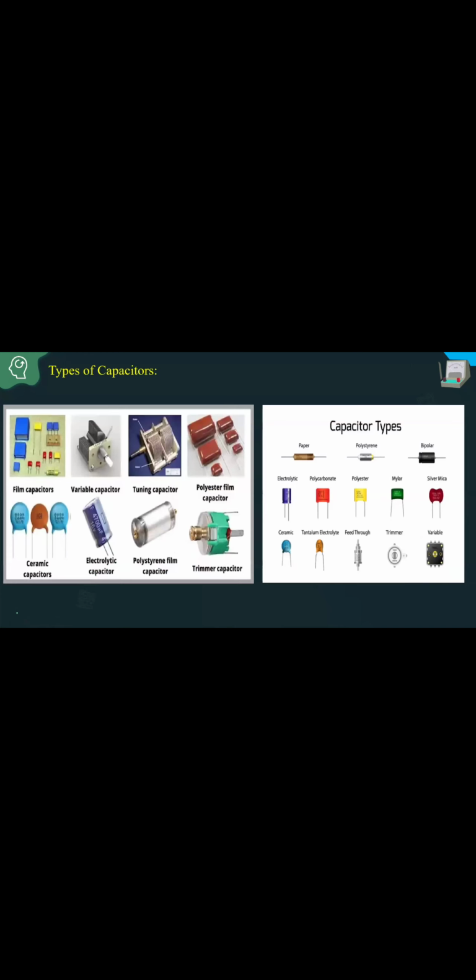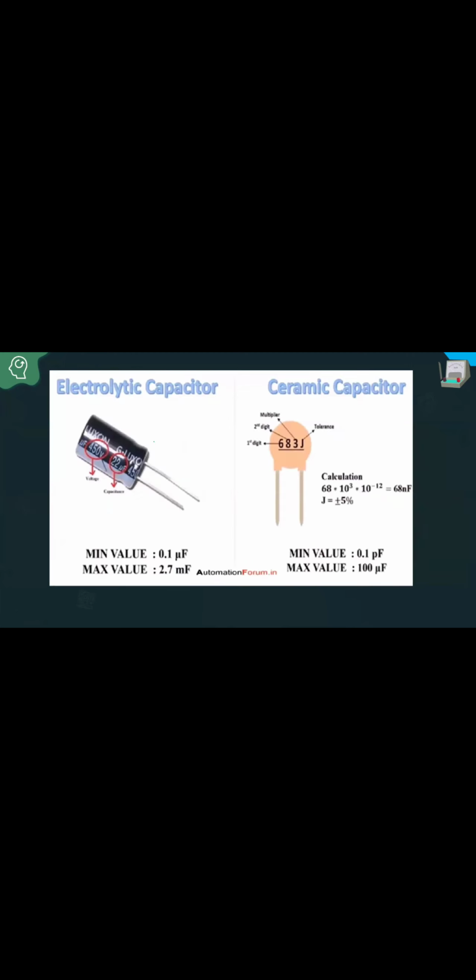Capacitors are available in the market with different shapes and different names. All of you know this, please go through it. This is the electrolytic capacitor. This is the ceramic capacitor. This is the main difference: what are the minimum and maximum values that you have to consider.